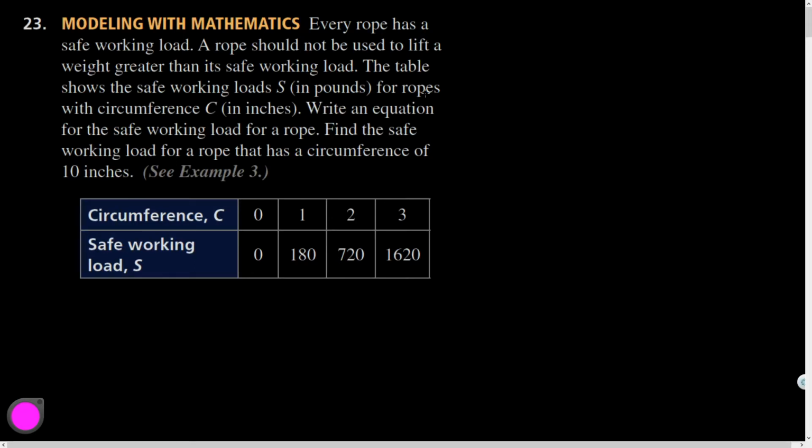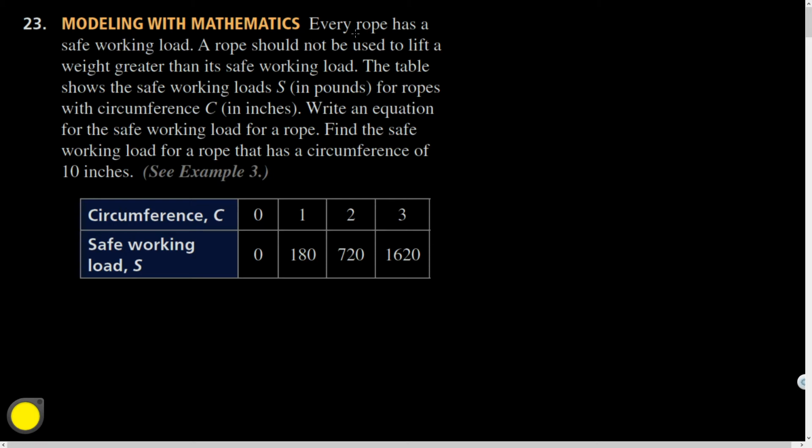Hello, Mr. Waddy here, and I am writing equations of quadratics, given a few clues and systems of equations at the same time. It's a combination, the power of combining multiple mathematical strategies that we've become familiar with.